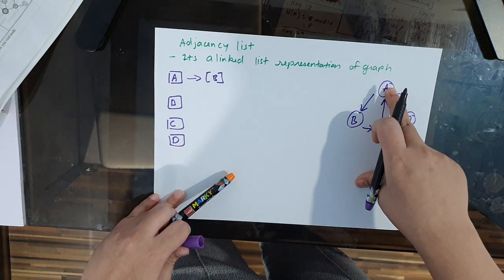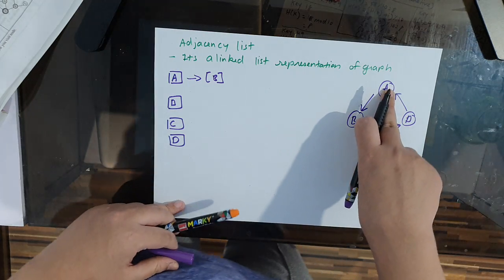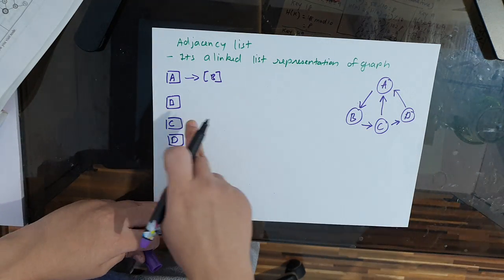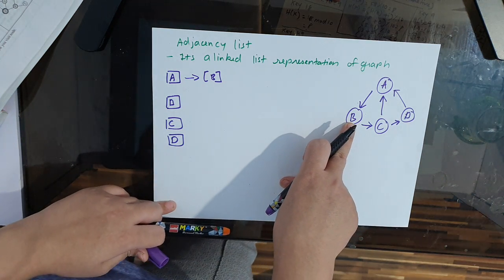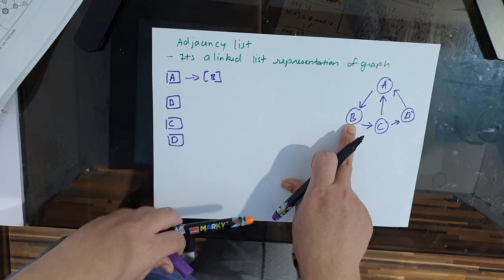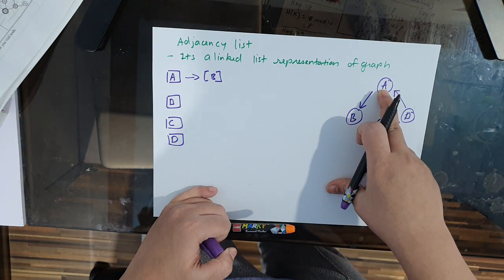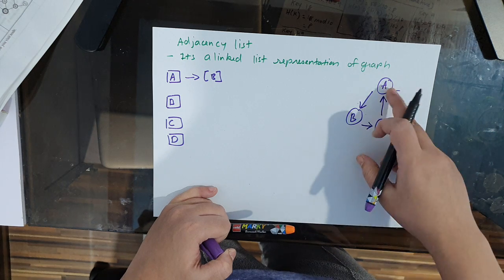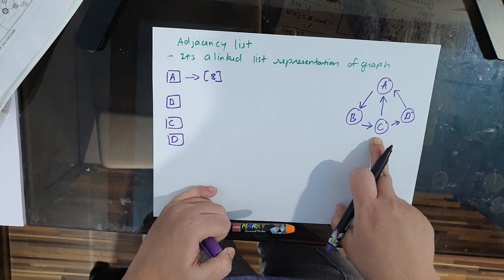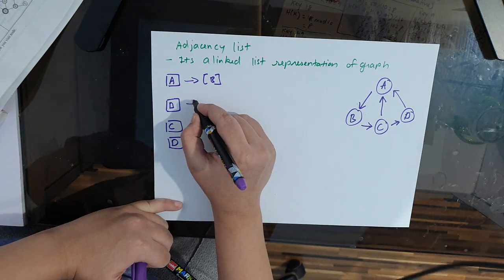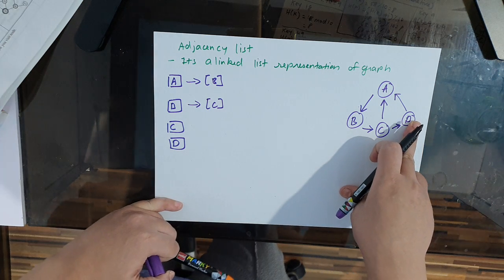Is A connected to himself? Is there any cyclic edge to himself? No, it's not there, so he's not connected to himself too. So next is B. Is there a cyclic edge to B itself? No, it's not there. Is B connected to A? No, it's not. The direction is opposite, it's from A to B, so B to A there is no connection. Is it connected from B to C? Yes, it is connected, so let's mention B to C. B to D, no connection available.